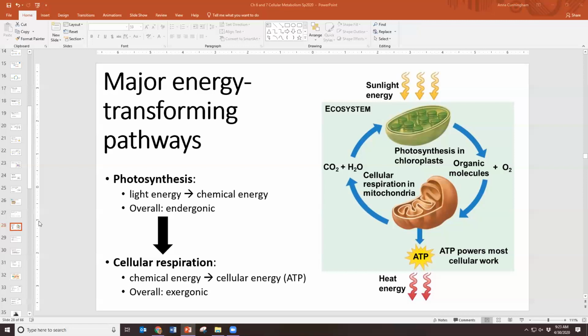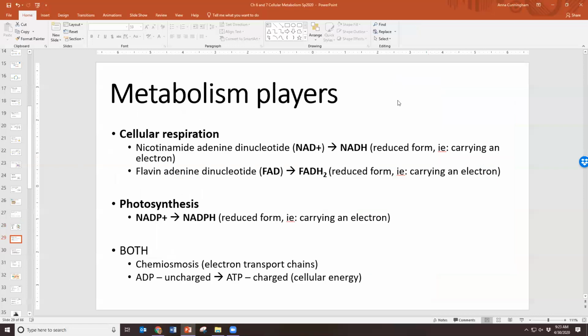All right, so let's get into it. I do want to talk about some commonalities between our major metabolic pathways, cellular respiration and photosynthesis. I talked already, when we were talking about oxidative phosphorylation, about the fact that we use an electron carrier, and it's called NAD+.